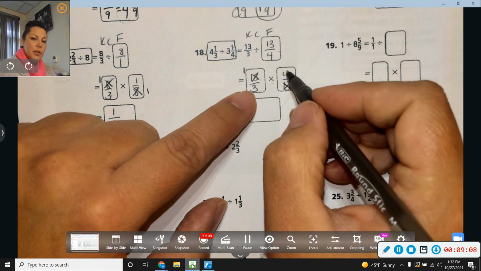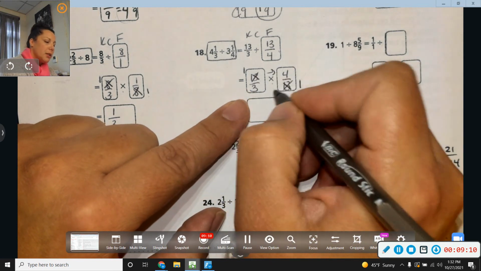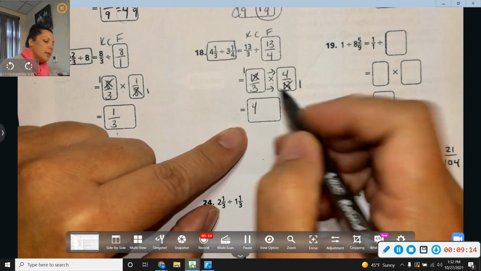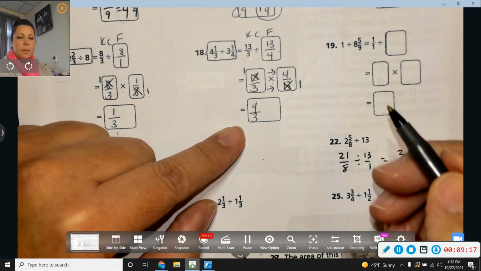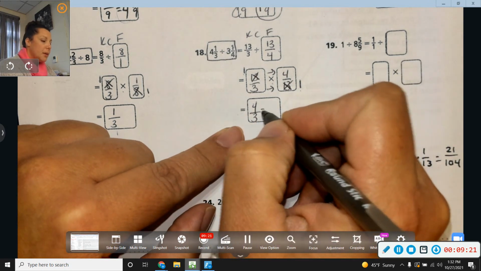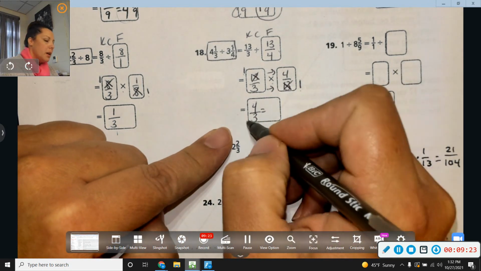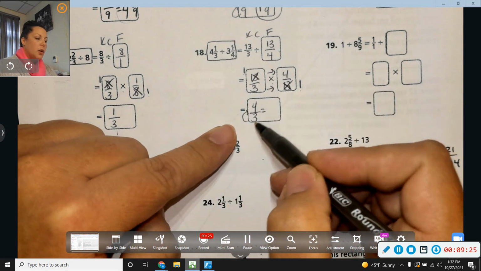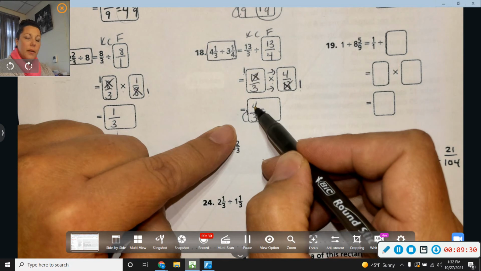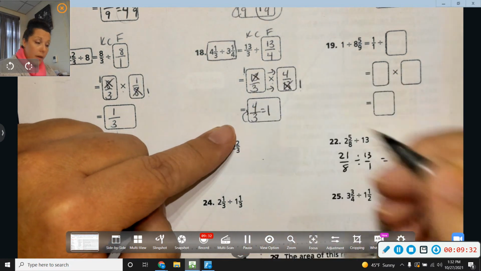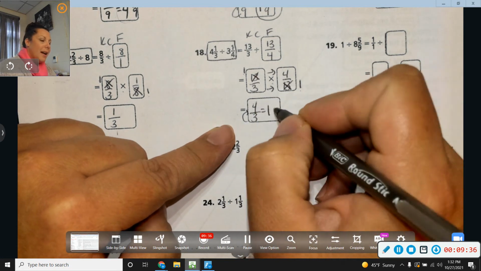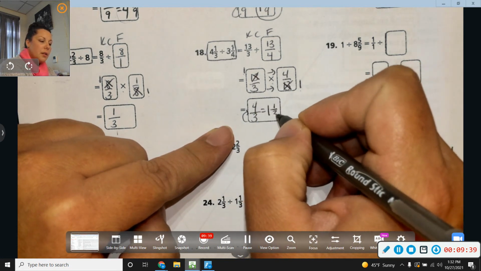I cannot reduce 3 and 4, so I just multiply. 1 times 4 is 4. 3 times 1 is 3. Can I stop? No. My top number is bigger. I don't want that. So I say, how many times does 3 go into 4? If I have 4, I can pull out one group of 3. If I've used up 3 of them, I have 1 left over 3.